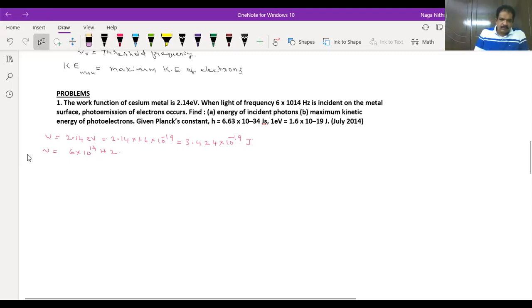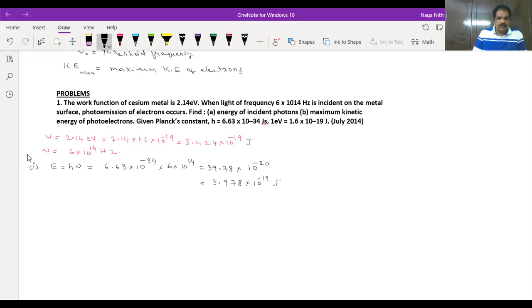See, incident energy formula: E is equal to h nu. h value they gave 6.63 into 10 power minus 34. Nu value they gave 6 into 10 power 14. If we calculate this value, 39.78 into 10 power minus 20 will be there. So this is 3.978 into 10 power minus 19 joules. This is the energy of the incident photons.